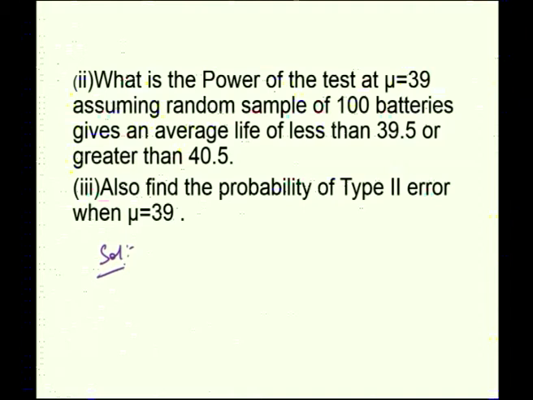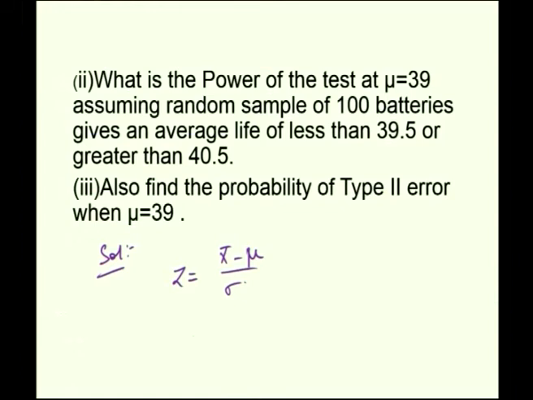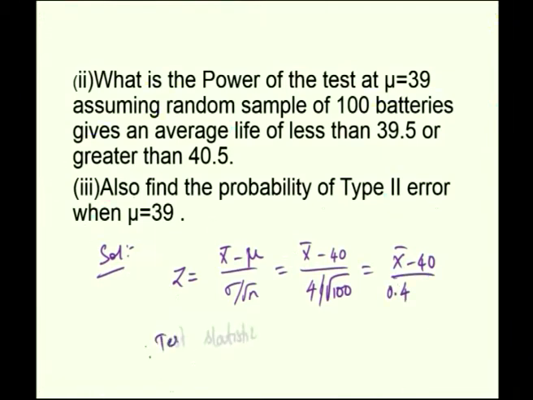Solution: first of all, the statistic has to be decided. Since the sample is of 100 batteries, it is a large sample test, so we have to use the Z test. So, Z is x bar minus mu by sigma by root n. Here, x bar minus 40 by 4 by root of 100, which is x bar minus 40 by 0.4. Therefore, the test statistic is Z is equal to x bar minus 40 by 0.4.